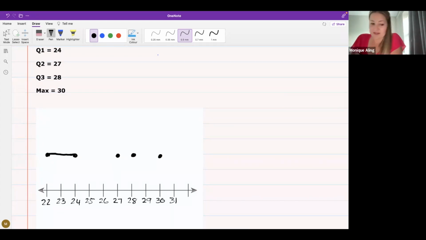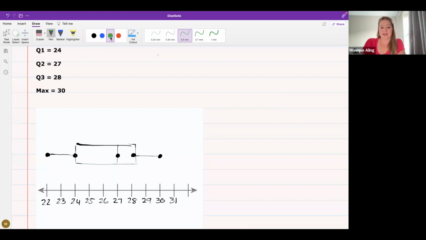So just a reminder, our minimum and maximum make up our whiskers. Our quartiles make up the box. Okay, and that's how you would draw a box and whisker.